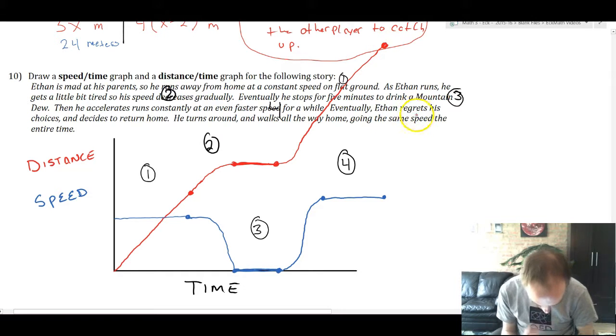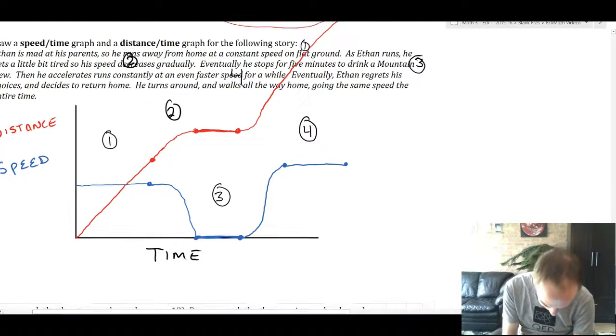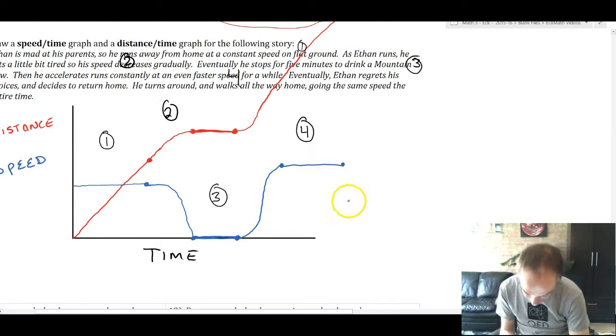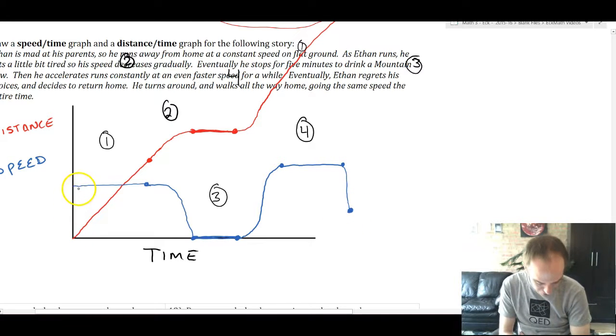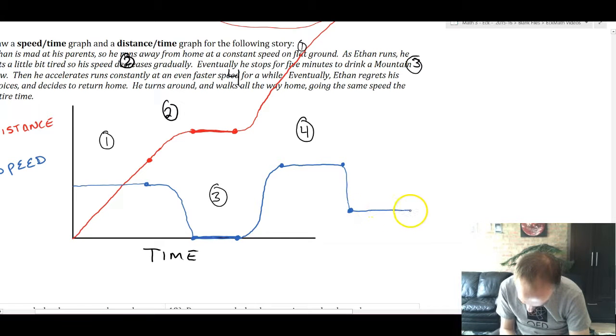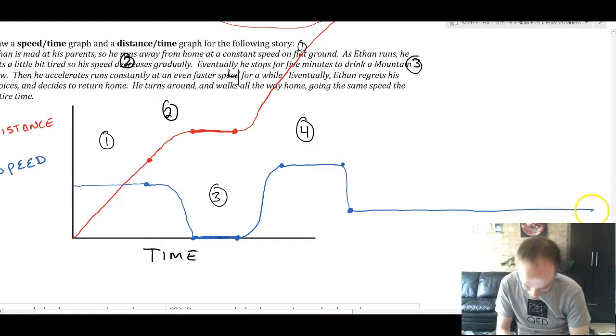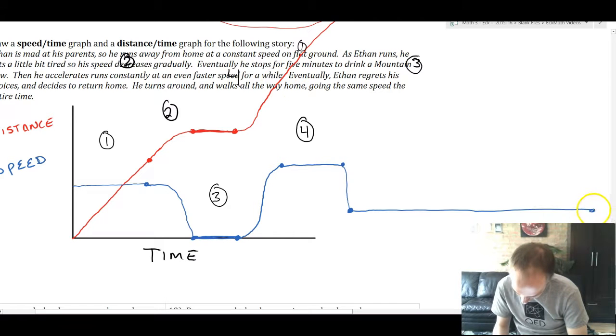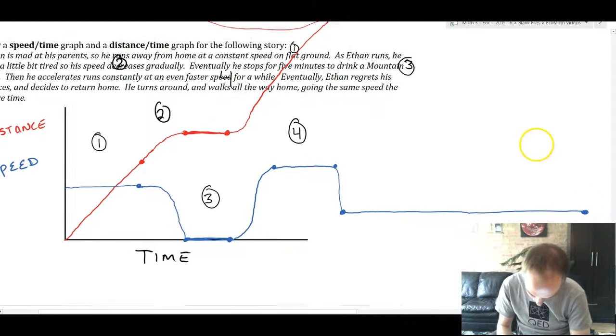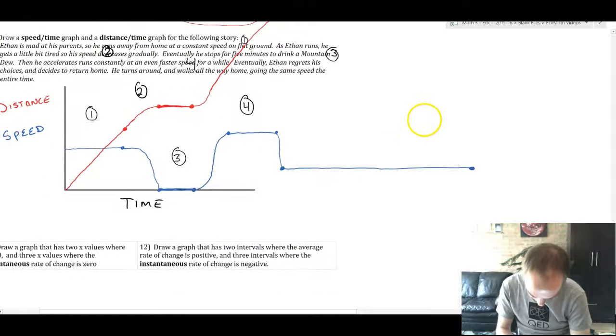Eventually, Ethan regrets his choices and decides to return home. He turns around and walks all the way home, going the same speed the entire time. So his speed remains the same the entire time, and it says he walks, not runs. So we're going to put his speed a little bit between his original running speed and his speed of 0. And he walks home. It's probably going to take him a long time to walk home because look at all this distance he's gone. So he's going to walk home for a while until eventually he's at home. We're going to really zoom out here.